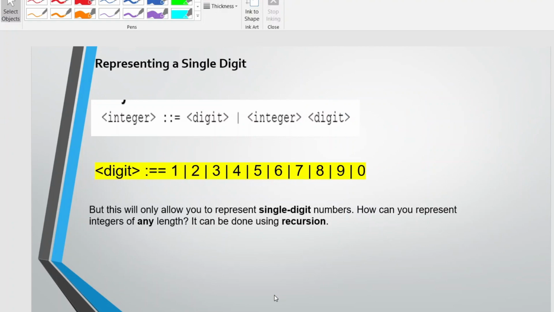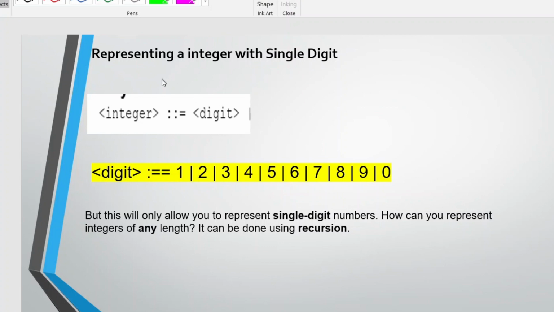Okay. Now let's see how we can represent a single digit. Suppose we have a definition here of how the integer is represented. An integer is basically defined by a digit or integer digit. Okay, now let's see how we can represent an integer with a single digit. Now integer is defined by a single digit. Okay, there is no other or symbol over here, because we are just representing one single digit over here.